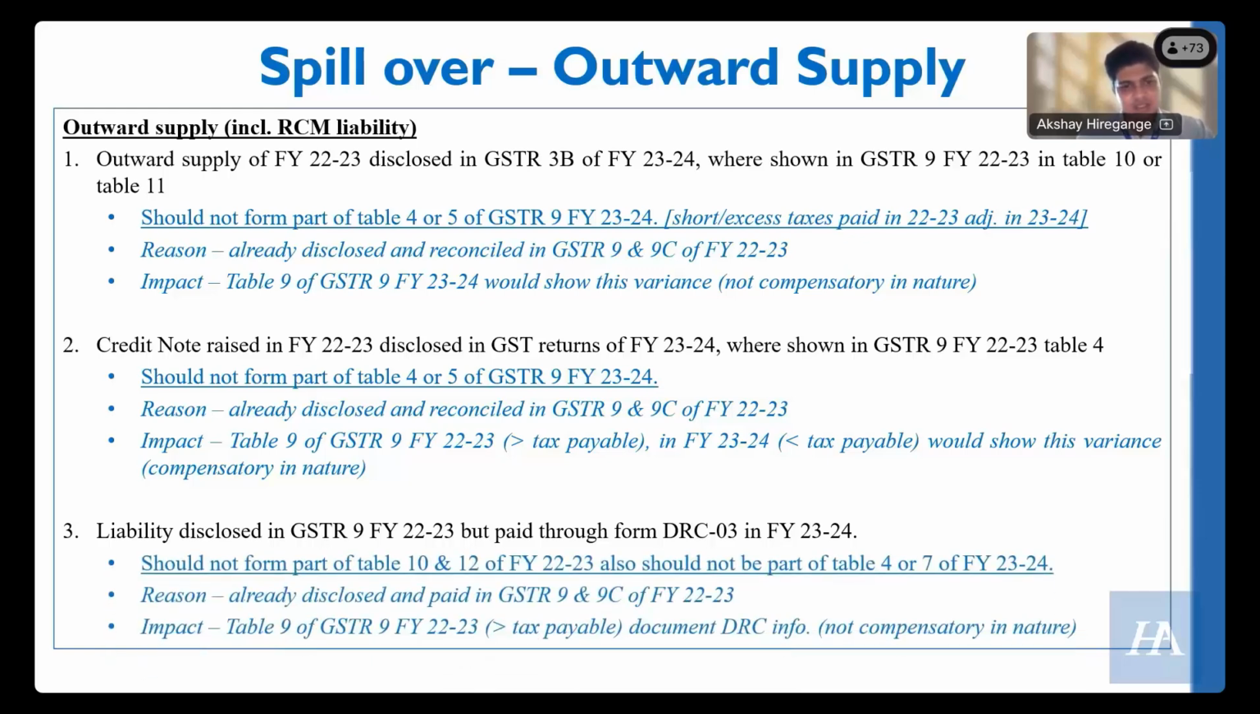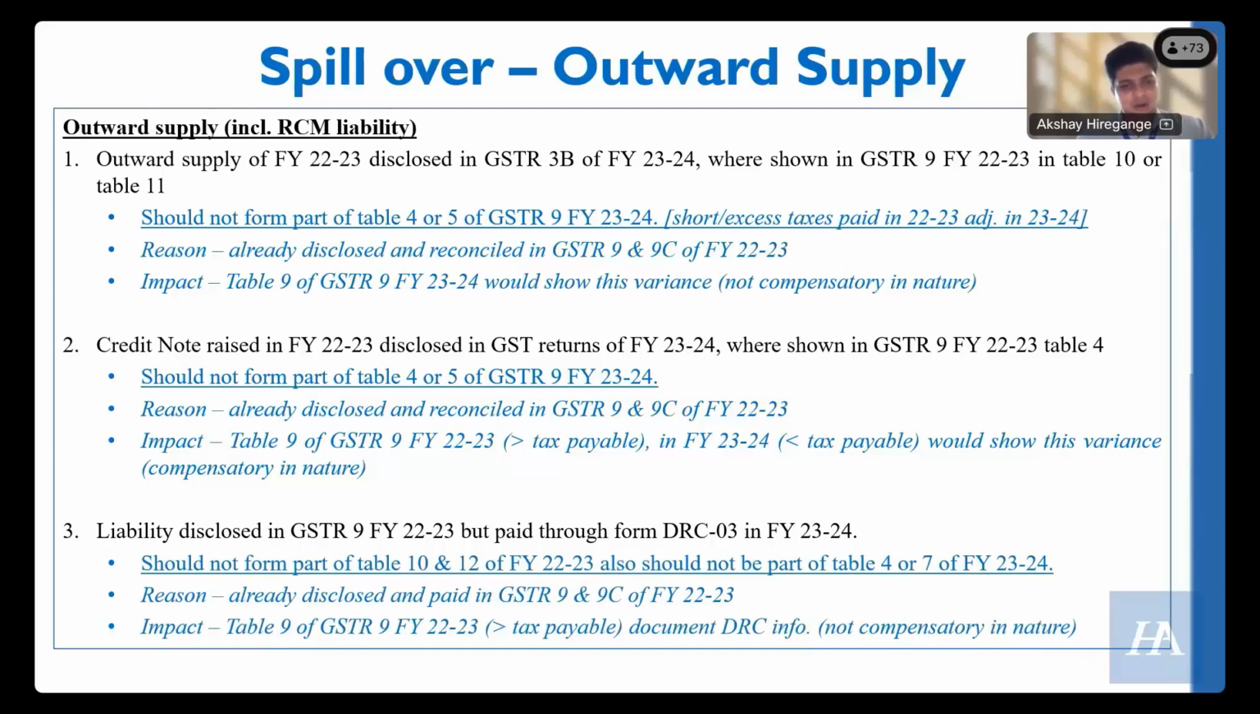Liability which is disclosed in 22-23 but paid through form DRC-03 in 23-24. I'm talking about payment in financial year 23-24, not the annual return of 23-24. To this extent, this should not form part of table 10 or 12 of 22-23. Also, it should not be in the GSTR 9 of 23-24.